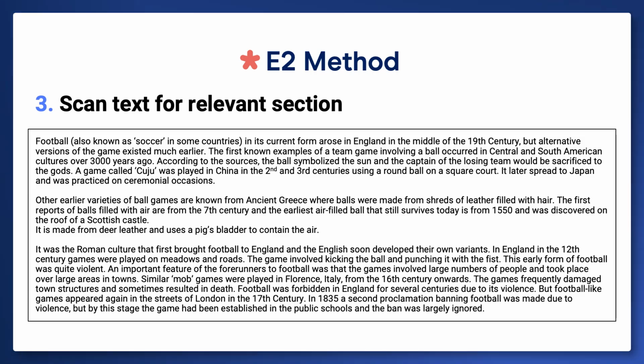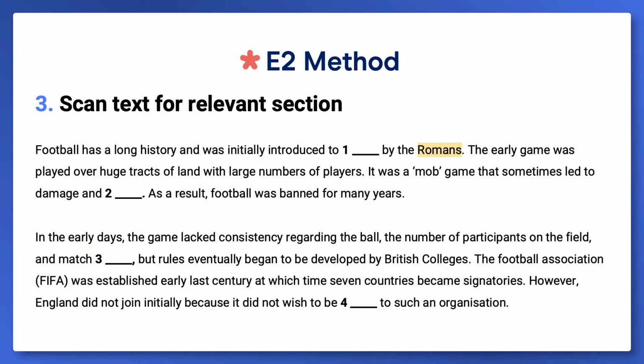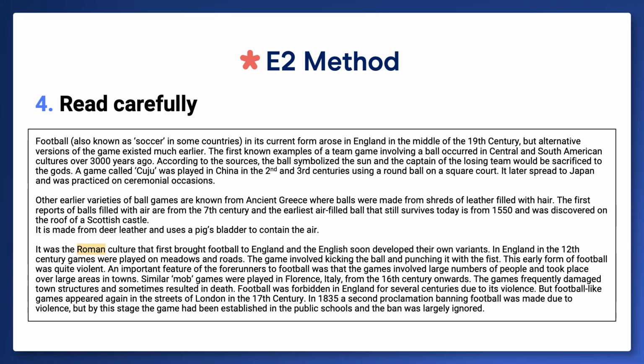In step 3 of our method, we're going to scan the long text to find the relevant section. In order to do this, we need to use the keywords to help us find which part of the text to focus on. Then in step 4, we need to slow down and read carefully. In this 4th step, we'll use the keywords but also the clues and context around the keywords to look for our answer. In this step, we'll also have to rely on our knowledge of synonyms and alternative phrases.